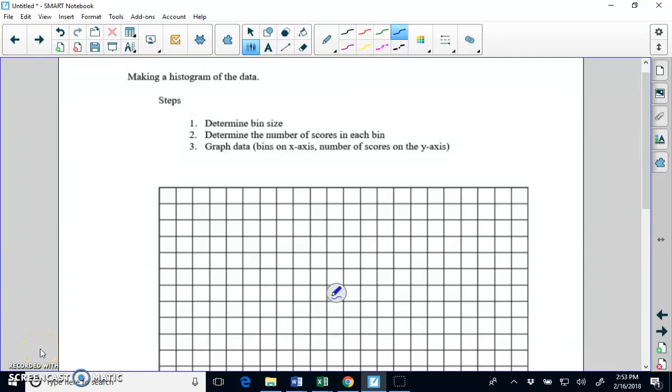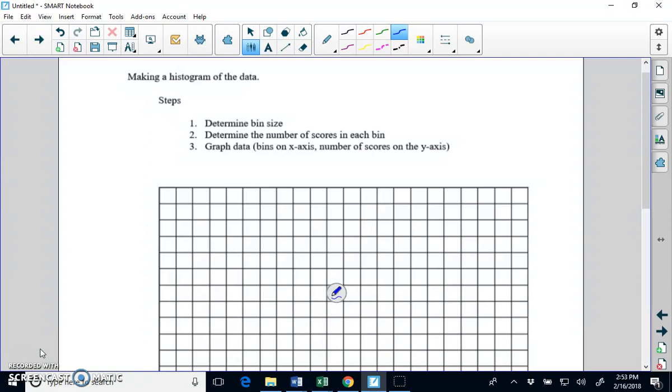So we're now going to make a histogram. A histogram is a graph that shows the distribution of data. It will let you see, like, how did the kids do on the test? Were the scores generally high? Were the scores generally low? So we're going to go through the steps to make a histogram.